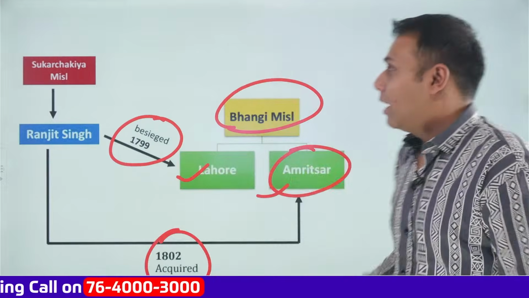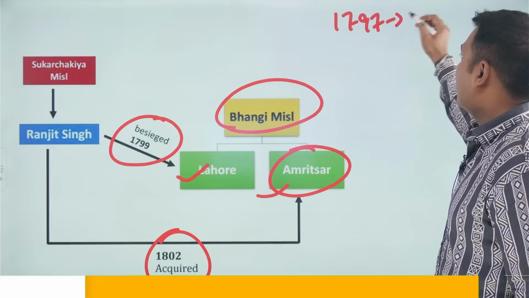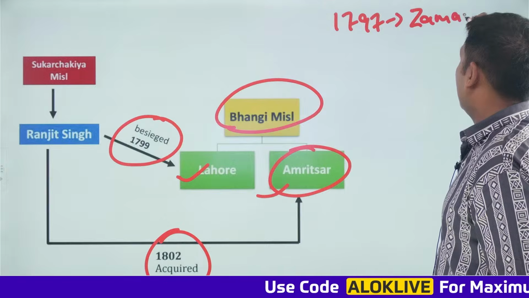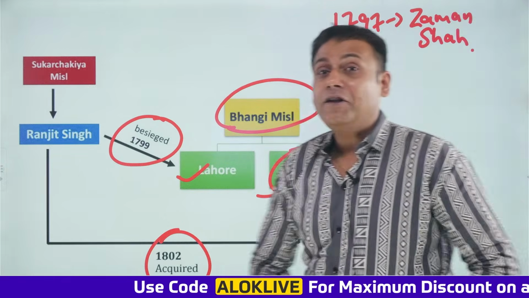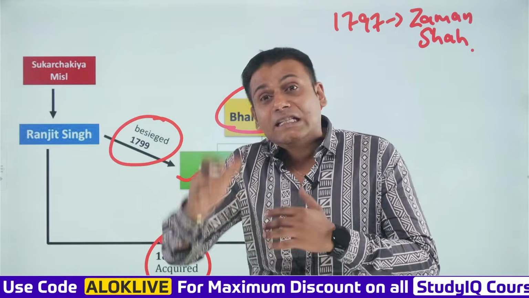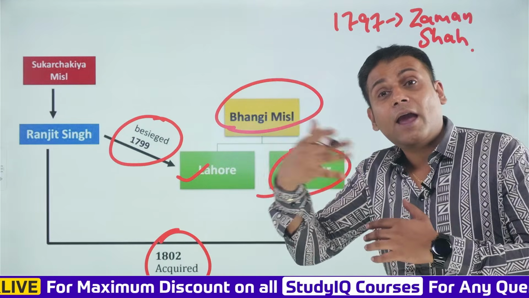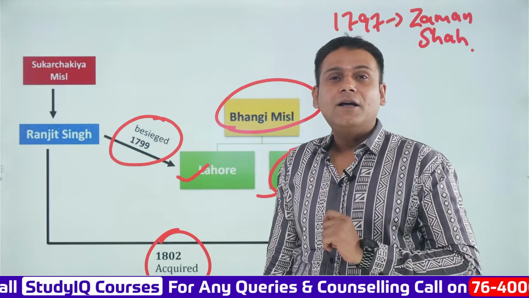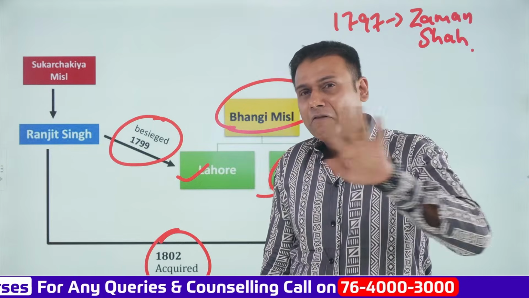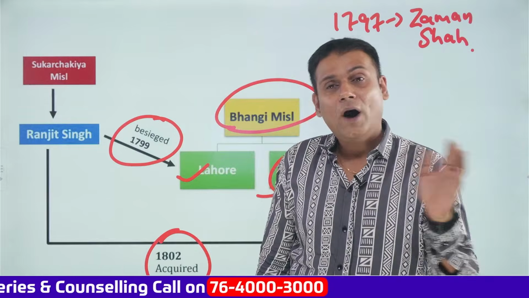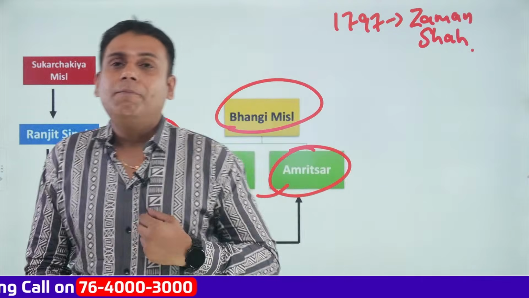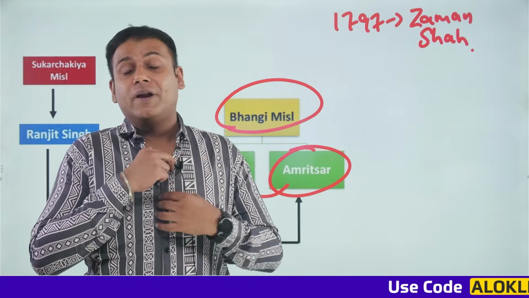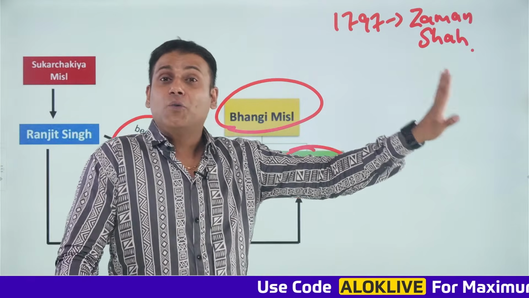I repeat, Zaman Shah. Zaman Shah attacked the Shukarchakia misl leader Maharaja Ranjit Singh ji in 1797 and was defeated by him. In 1798, Zaman Shah again attacked Maharaja Ranjit Singh ji, and again he was defeated. So the threat of the Afghans was completely wiped out once and for all. Why? Because after this, Afghanistan fell prey to continuous civil revolt for the next 2 to 3 decades.